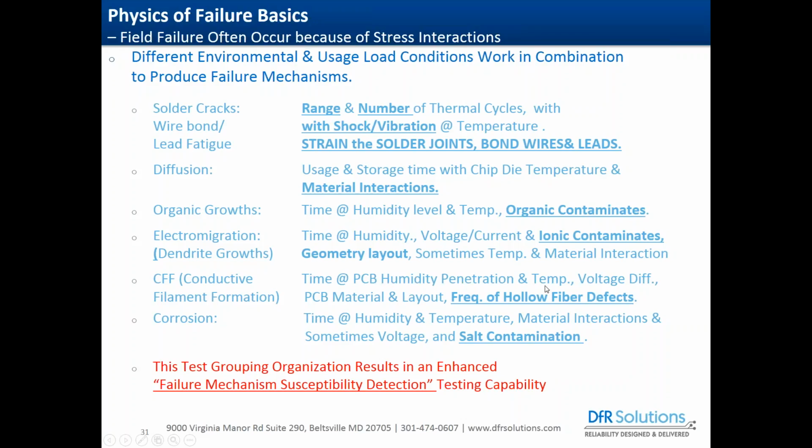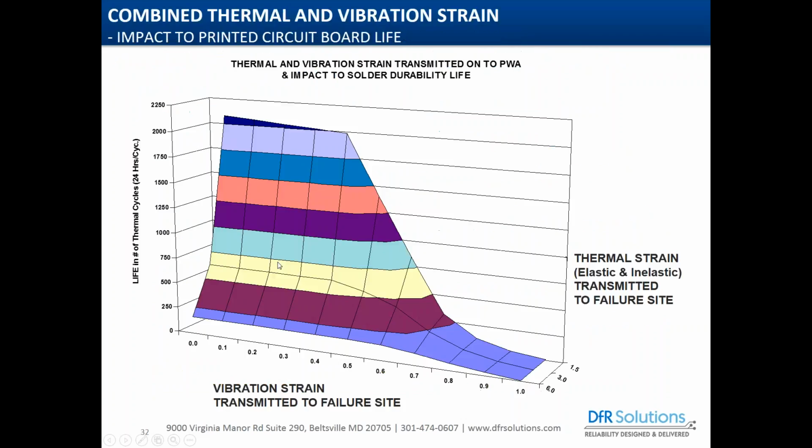humidity penetration into a circuit board, the temperature, the voltage difference, the board material, the layout, and if the glass fibers left air gaps or had hollow fibers that allowed electromigration, electrochemical migration of copper to build up and form a short circuit trace. So all of this knowledge about the combined conditions that produce failures allowed us to move from single environment, environmental testing, to failure mechanism susceptibility detection testing based on combining the stresses that we determined were found to produce failure mechanisms.